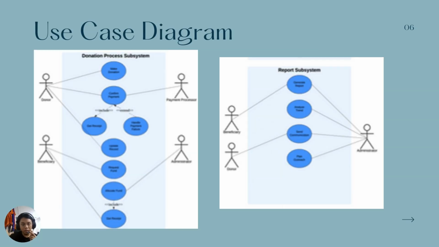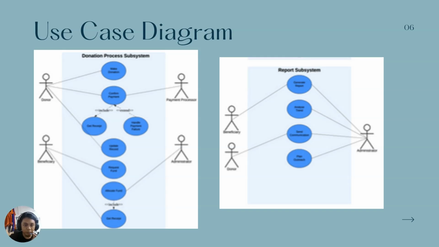So this is the donation process system. This is where all the donation, the money moving activity is done. So here we will have the donor. The donor will start a donation, will make a donation. Then it will be asked to confirm payment. Then the payment processor will try to confirm the payment made by the donor.